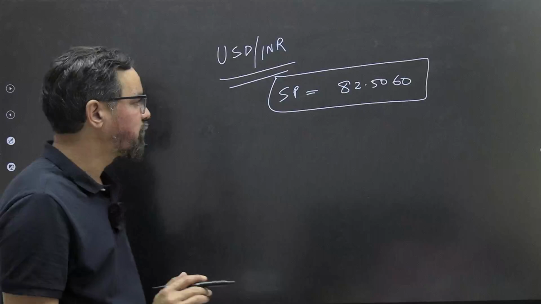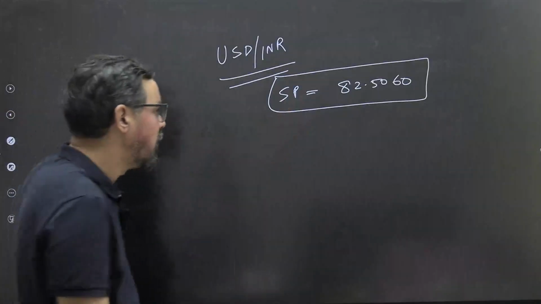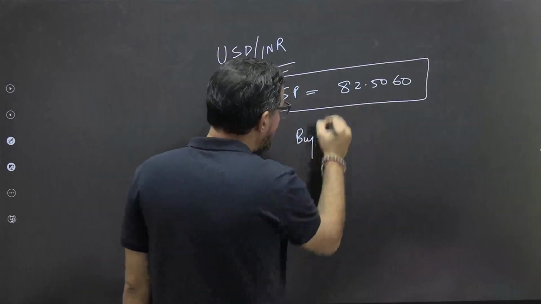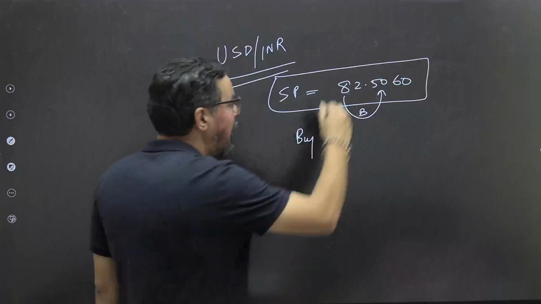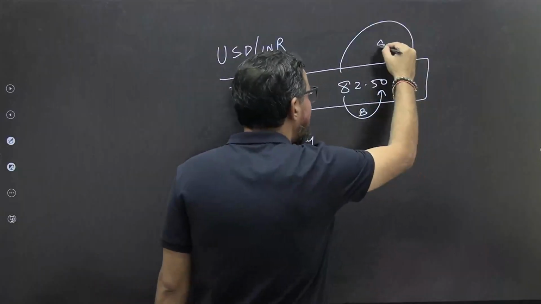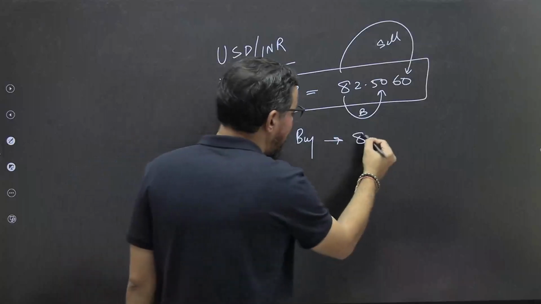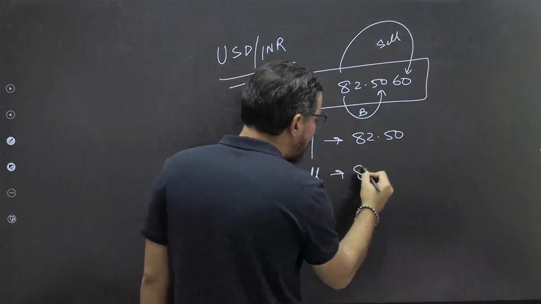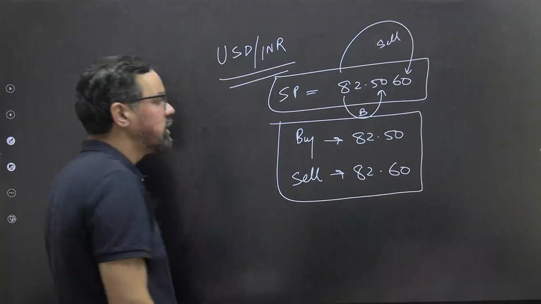Now first you have to understand the buy rate and sell rate in this particular quotation. This is your buy rate; the buyer always wants to buy at a lower price. And this is your sell rate; the seller always wants to sell at a higher price. So the buy rate is 82.50 and the seller wants to sell at 82.60. This is the quotation, and this is the spot rate.